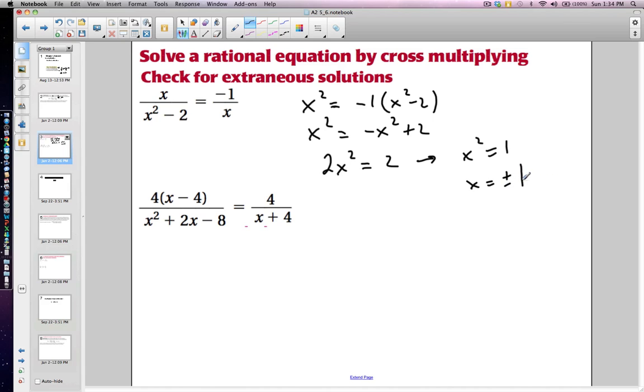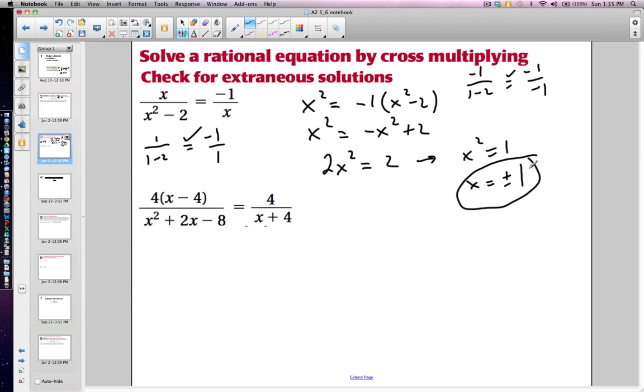If I want to check for extraneous solutions, I would plug them back into the original equation. So I'd have 1 over 1 minus 2 equal to negative 1 over 1. So 1 minus 2 is negative 1. 1 divided by negative 1 is negative 1. Negative 1 over 1 is negative 1. That checks out. If I plug negative 1 in, I'll have negative 1 over negative 1 squared, which is 1, minus 2. Negative 1 over negative 1. Negative 1 divided by negative 1 is 1. Yeah, that checks out. So both of these are solutions.